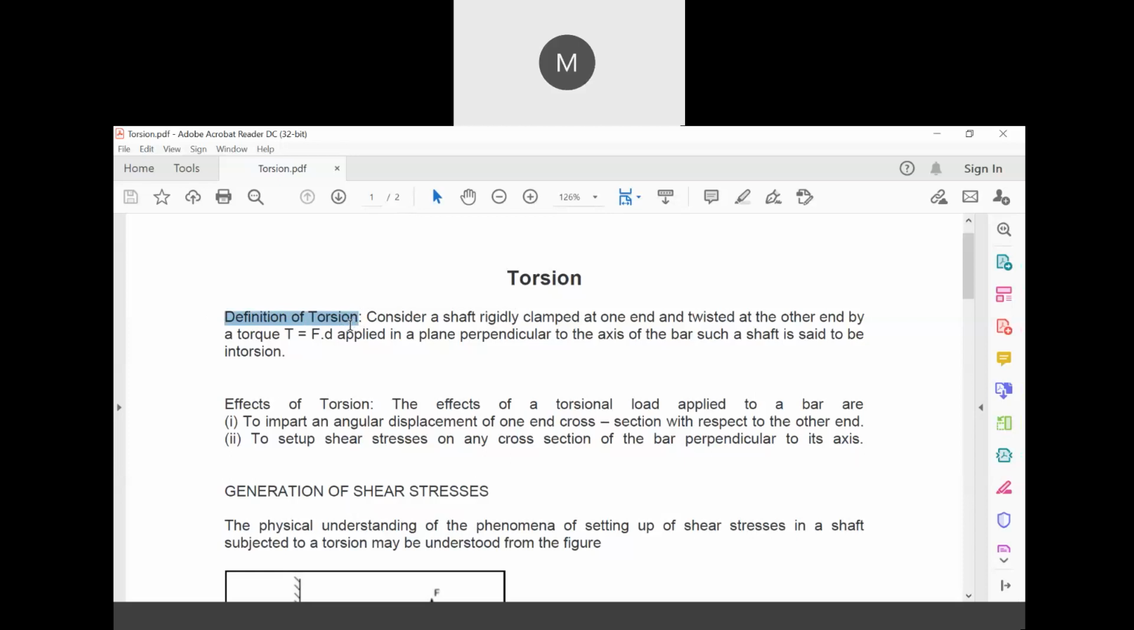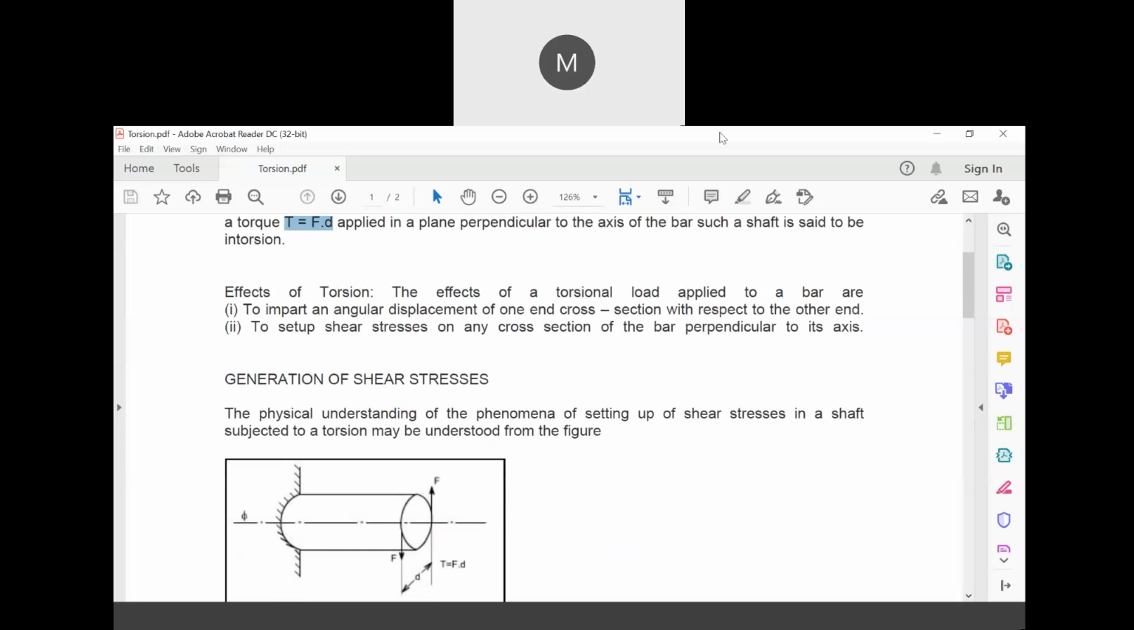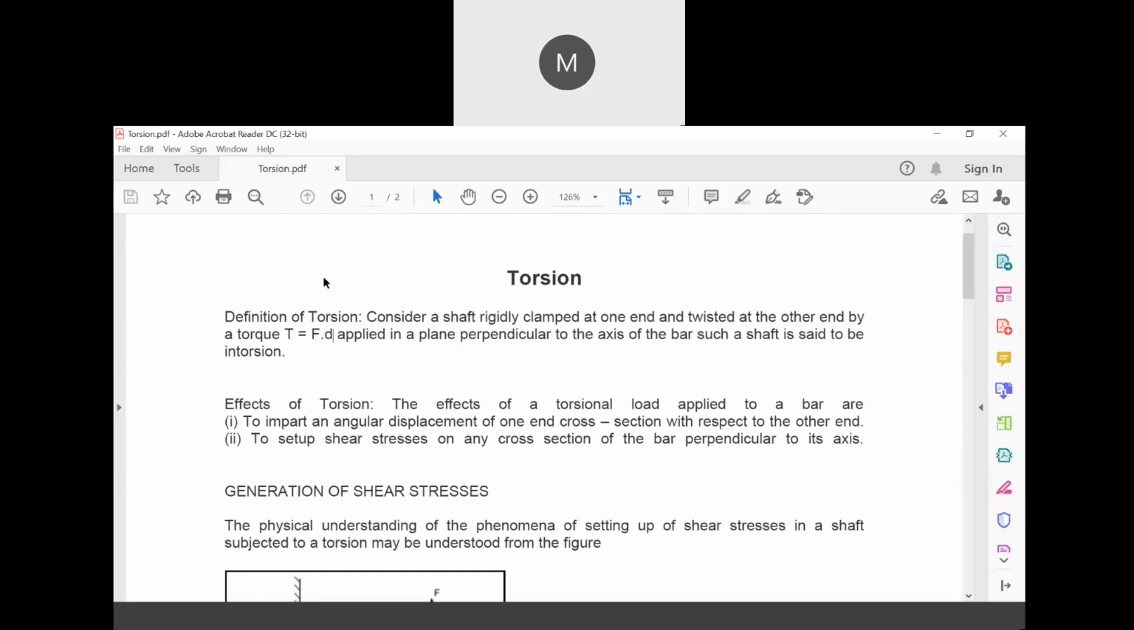But torque is what? It is the measure of the turning effect. It is given by F into D. Turning effect means what? Suppose this is something. Now, once you apply force here, it will rotate like this, no? So that measure of the turning effect or the angular acceleration is known as torque. Okay, so this is the difference between torque and torsion. Are we clear there?